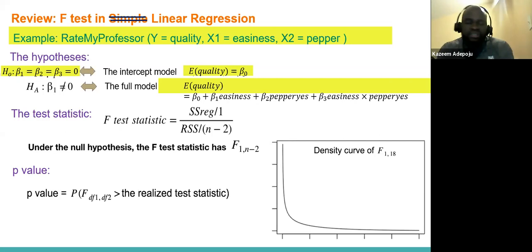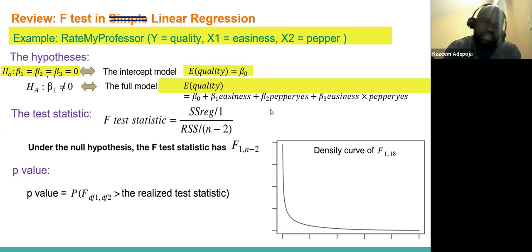We want to consider 2 models, and these are the 2 models. I'm still going to use beta naught to represent intercepts, but in my full model I'm going to have easiness, pepper yes, then they are linear, then their combination. Yesterday I talked about interaction, right? Now this is going to be my model. I'm going to have a beta naught, beta 1, beta 2, beta 3.